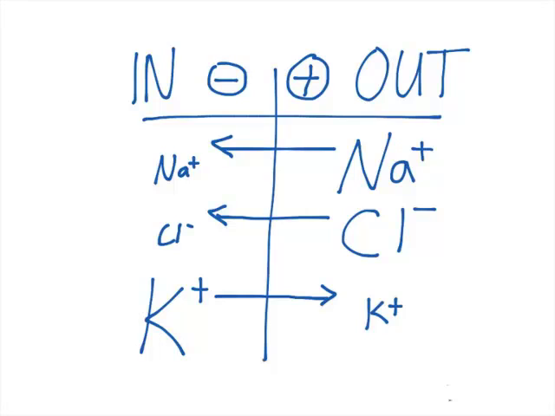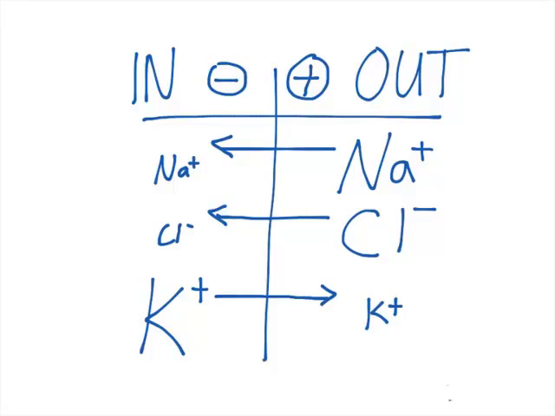The next concept is the electrical gradient. We've already mentioned this. Opposites attract. So positive wants to go where it's negative, negative wants to go where it's positive. Positives want to repel each other, negatives want to repel each other. So, I'm going to depict electrical gradient by a dashed line.